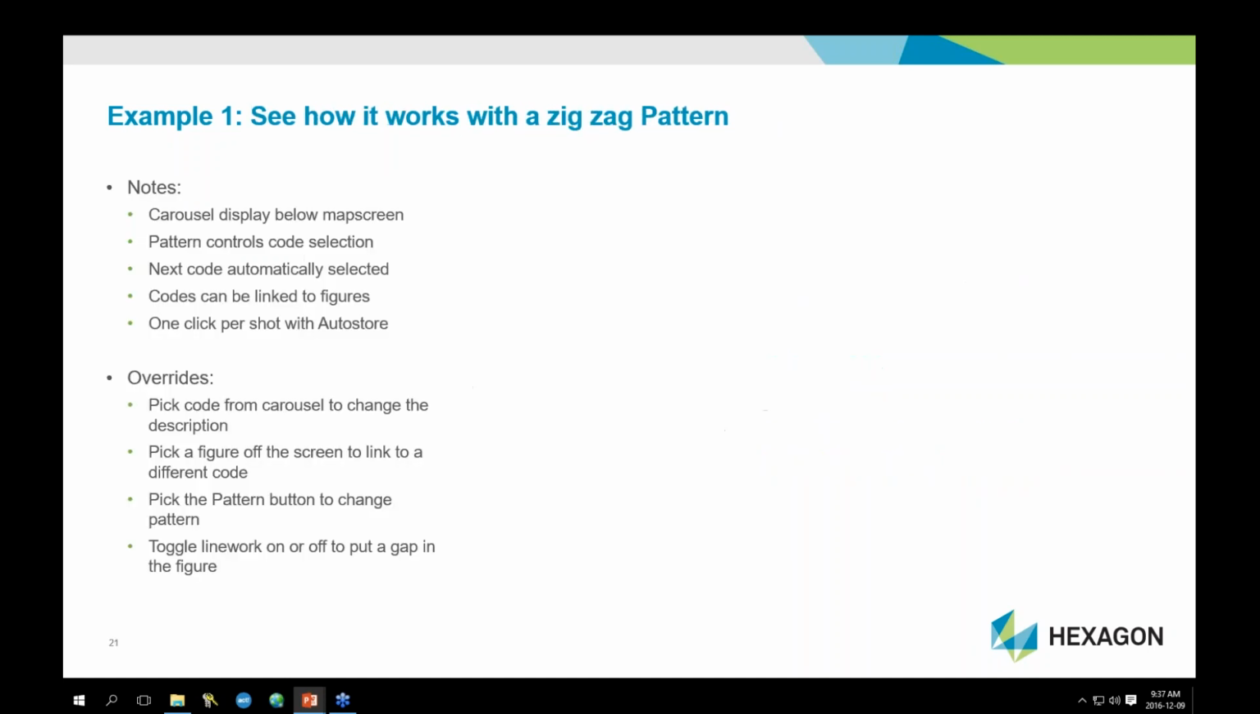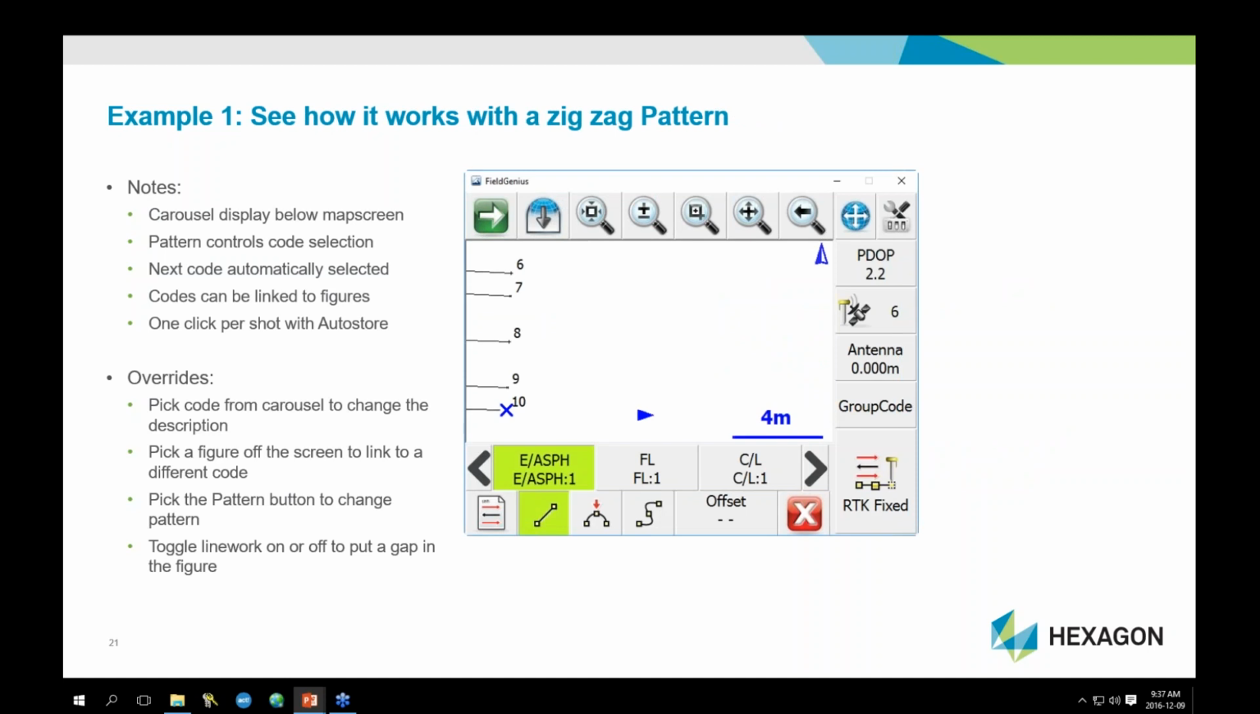When I pick OK, let me give you a preview of how that would work in the field. So now you can see map view is displayed, you can see group code is active, and if you look down on the bottom toolbar, you can see the carousel is currently displaying the edge of asphalt code has been selected. You can see the line work button is activated, and you can also see on the map view that a blue X is displayed, and that tells us that if we store a point, a line will be drawn to that blue X location.